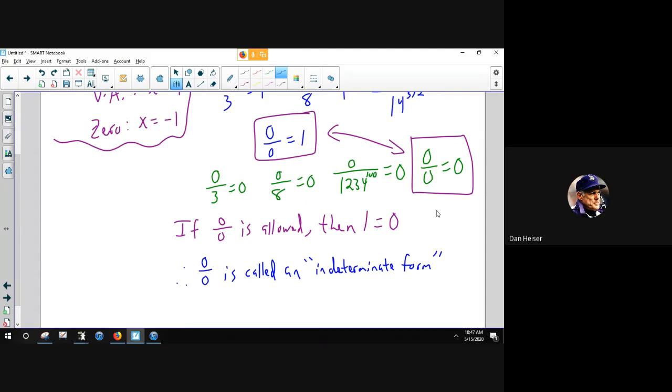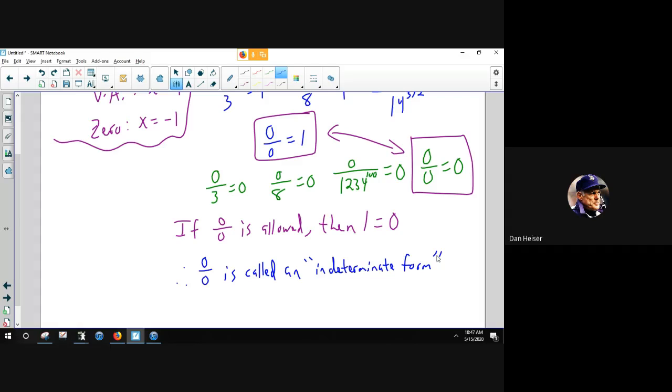We don't know if 0 over 0 should be 1 or follow that rule, or if we should follow the rule that 0 divided by anything is 0. We have two rules that are in conflict. They both can't be right. So if we're allowed to say 0 over 0 exists, that means both of these are allowed to exist at the same time, and both of these are allowed to be equal, which means 1 equals 0.